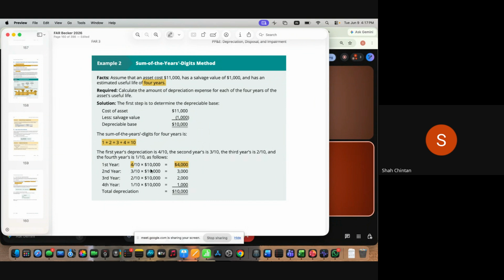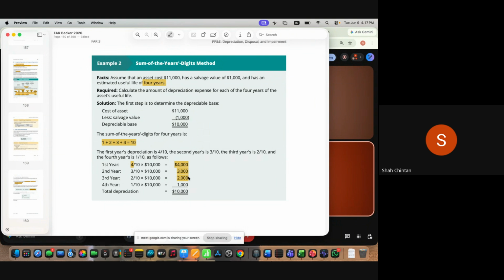What happens in the second year? You say my remaining useful life is year 2, year 3 plus year 4, including the current year as well. So total 3 years. So 10,000 into 3 by 10, this comes to $3,000. We charge a 30% depreciation in year 2. What happens in year 3? We say that my asset will be used for year 3 plus year 4. So my formula is 10,000 into 2 divided by 10, which is $2,000. We charge a 20% depreciation and so on.